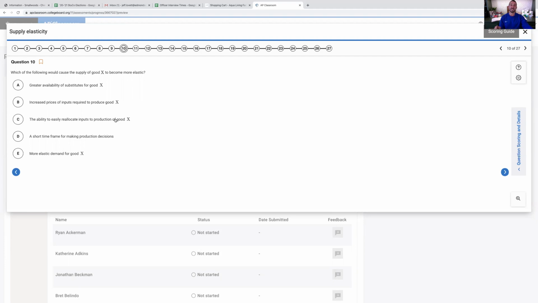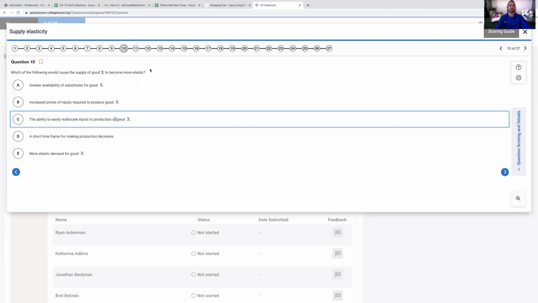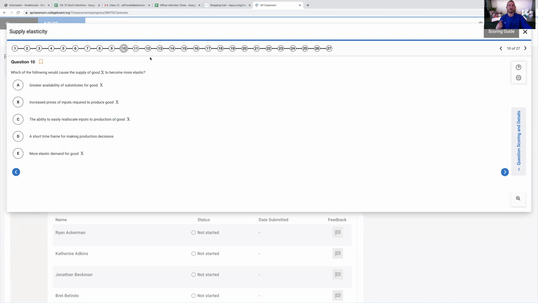Firms are going to be more sensitive to a price change if they can easily reallocate resources away from producing something towards producing this good, the good in question, good X. All right. So the ease with which firms can reallocate resources, and the speed with which they can do so, impacts elasticity. The quicker they're able to adjust, the more elastic the supply of the good.